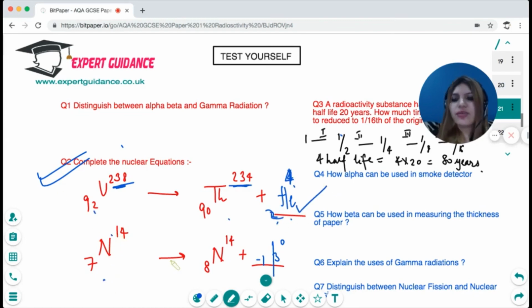Then nitrogen 14 and 7, 14 and 8. So the top number is already balanced. So the particle will have 0 at the top. And it is 7 and 8. So we have to do -1. So it's a beta particle. All right, so I hope number 2 is clear to you.